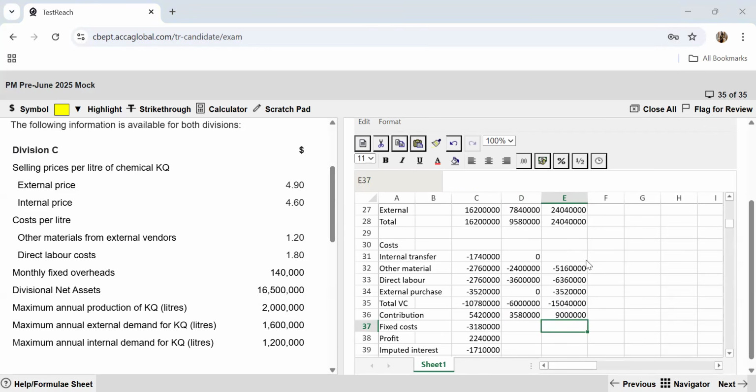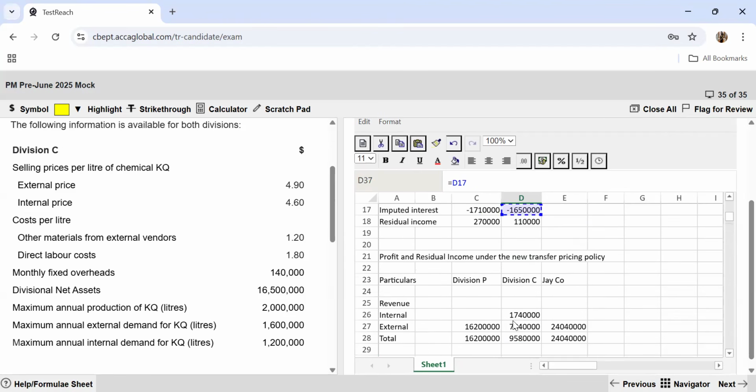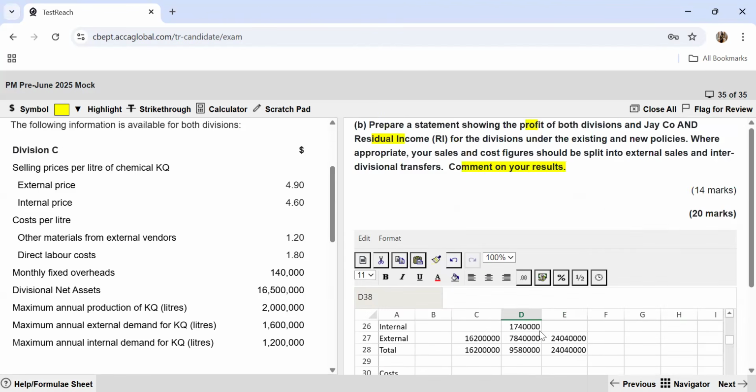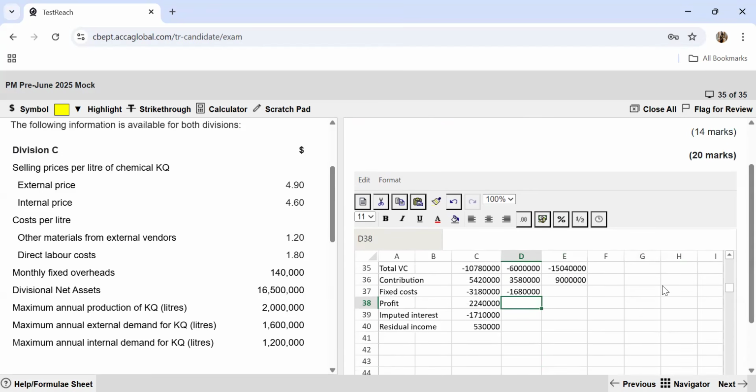Now I'm going to take away the fixed cost. Fixed cost is going to be the same, so I can bring in my working from above. This is what the fixed cost is going to look like.